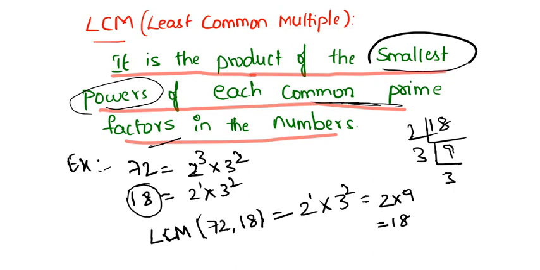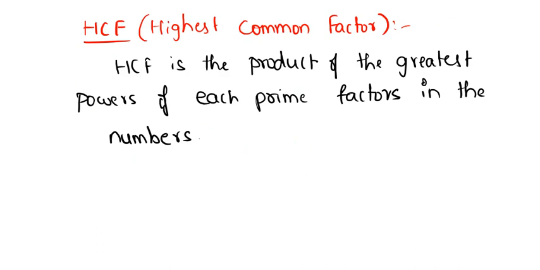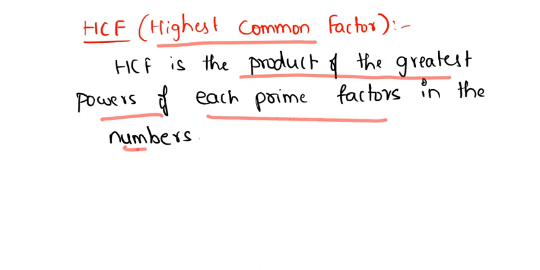But HCF is another one. HCF is somewhat different. HCF is the highest common factor, which means the product of the greatest power of each prime factor in the numbers. You understand what the difference is in this example.